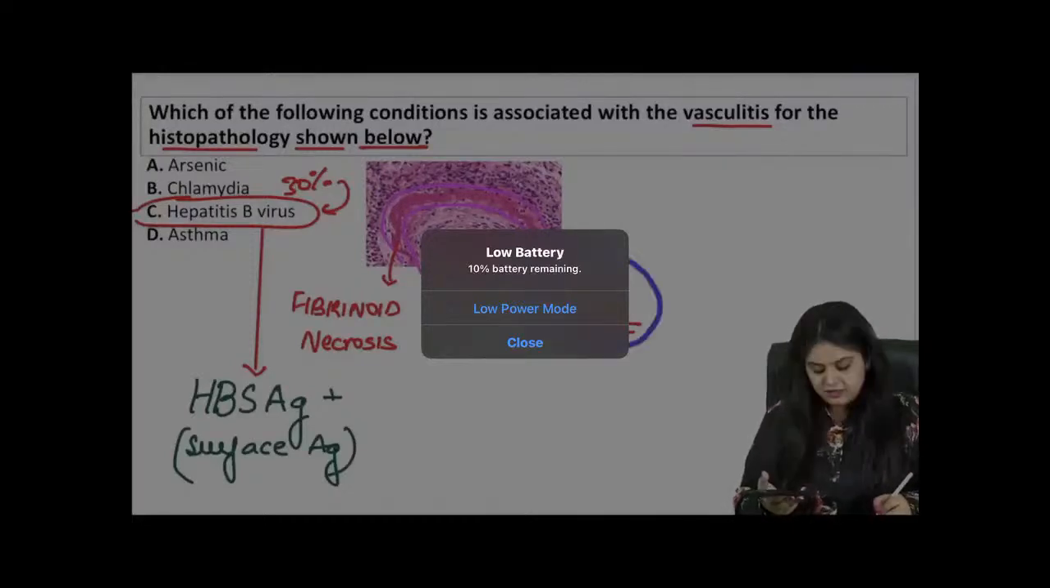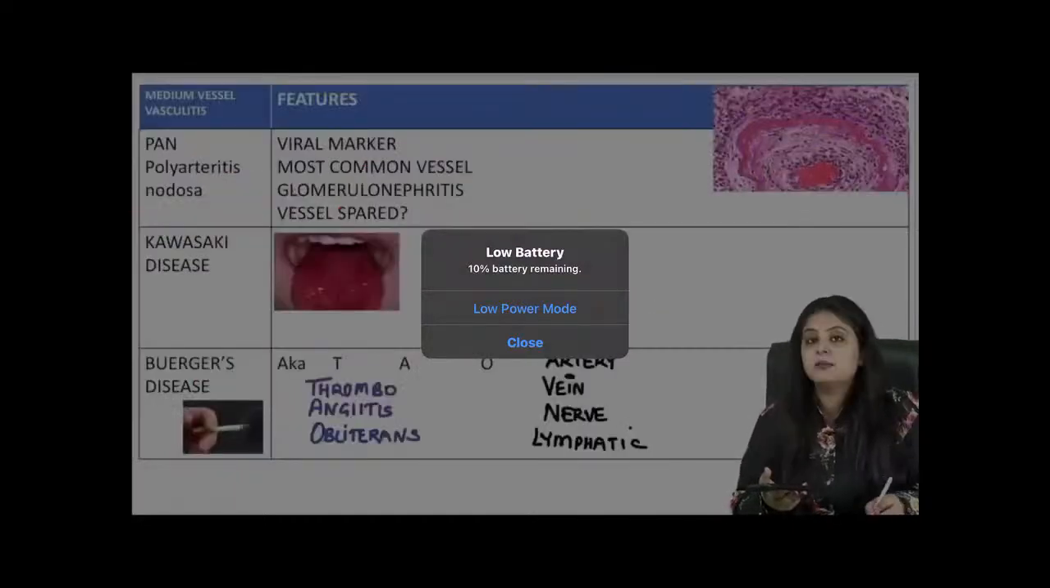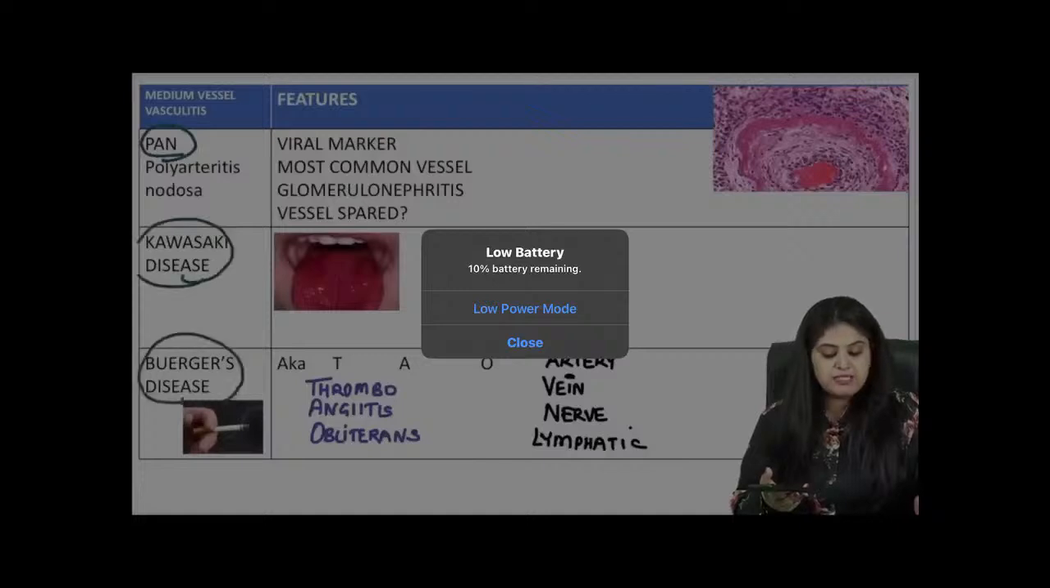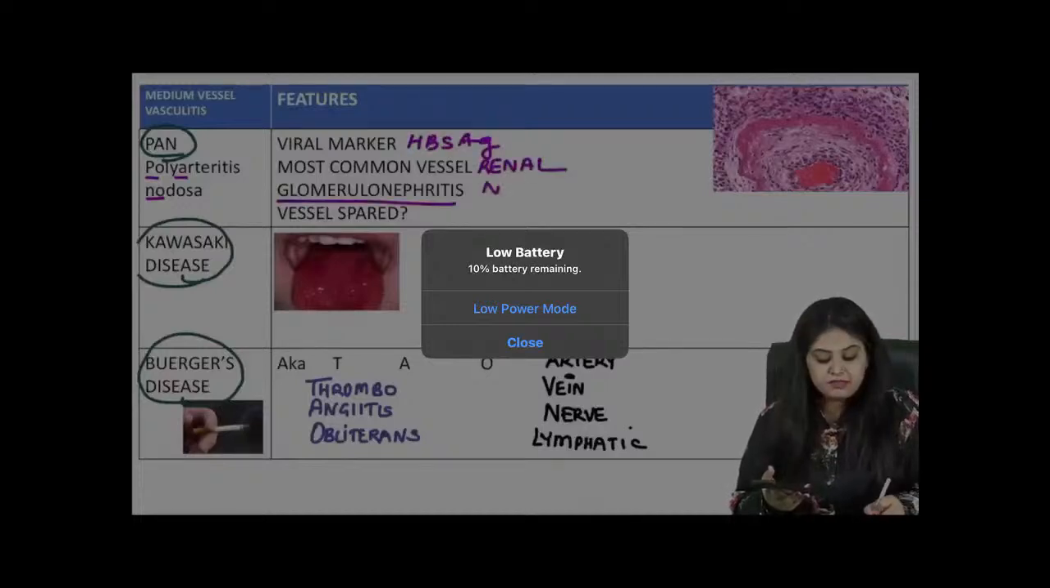Many of you are right. Fibrinoid necrosis in a blood vessel means the disease is polyarteritis nodosa, and 30% of cases of polyarteritis nodosa are associated with HBV. Which antigen of HBV will be found here is your question from micro. There are 3 antigens, right: surface, core and pre-core. So it is going to be the surface antigen found here. HBsAg is going to be positive, not the other antigens of HBV.